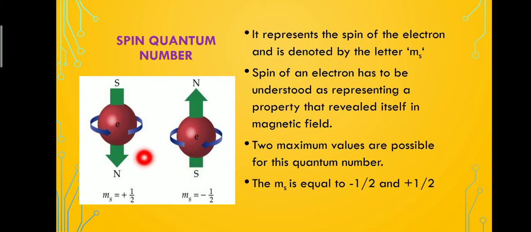Look at here, from this direction, the spin is +1/2, and for this electron it is in the upward direction, so the magnetic field is in the opposite direction. So the spin of an electron is a property that depends on the magnetic field present there. The spin quantum number can take two values, +1/2 and -1/2.